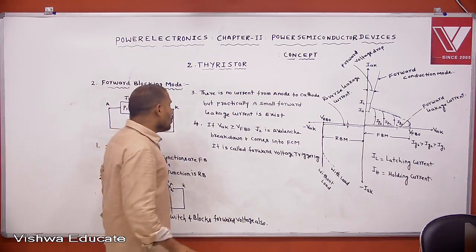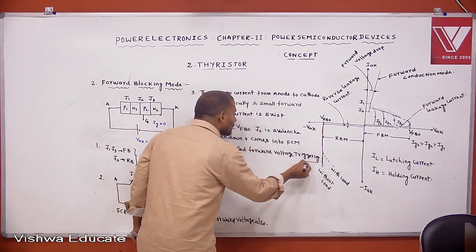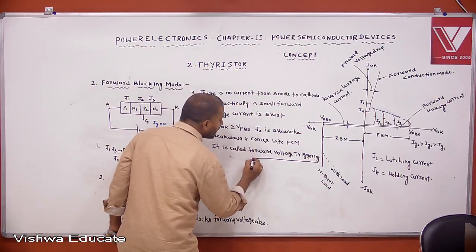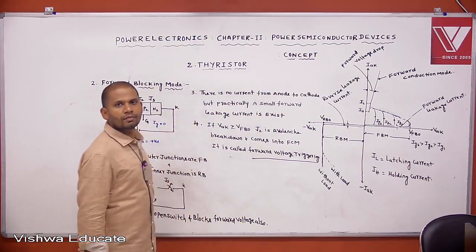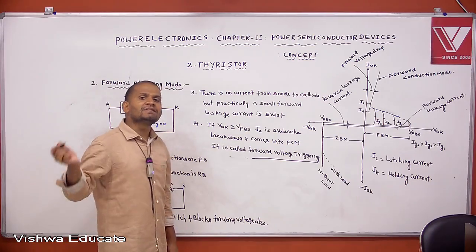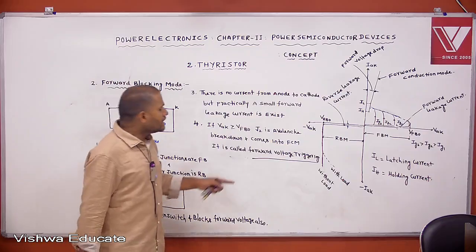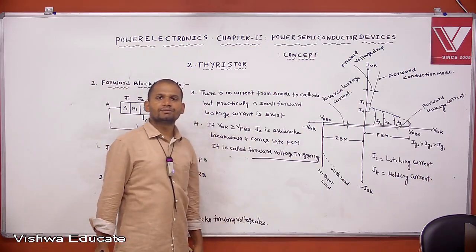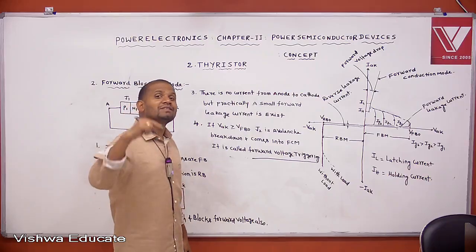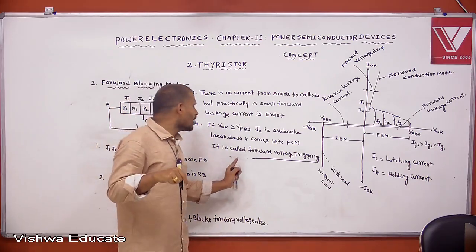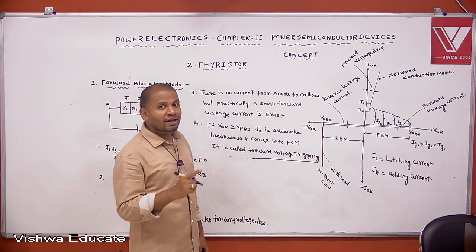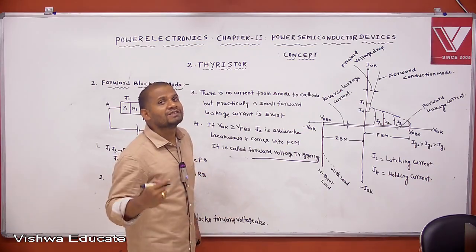Like this we can make the turn on of SCR. This is one method of triggering of SCR. Applying forward breakdown voltage, bringing the SCR into conduction mode is called forward voltage triggering. Like this we can make the turn on, but practically this method is not preferable.